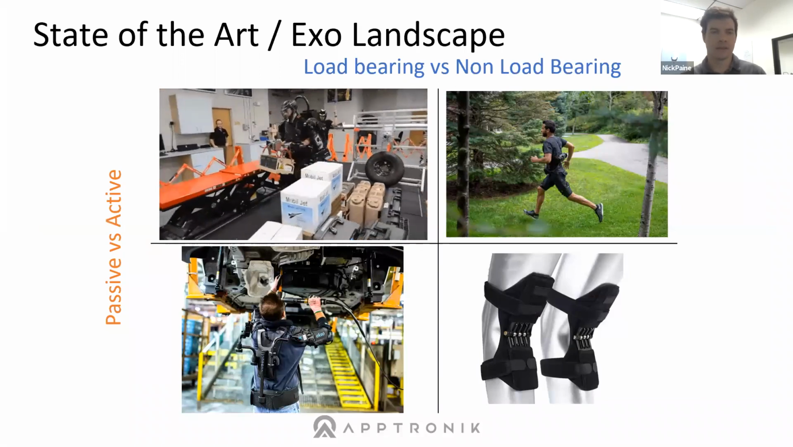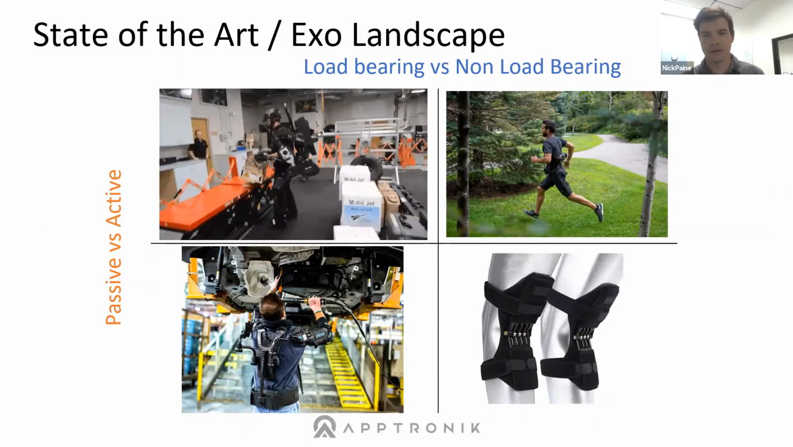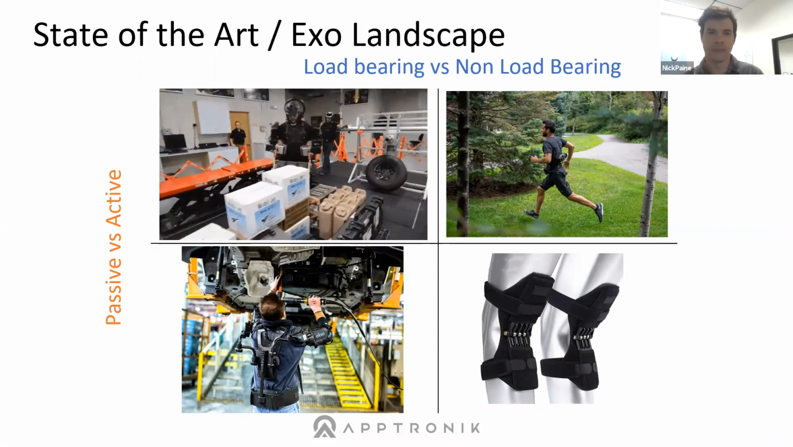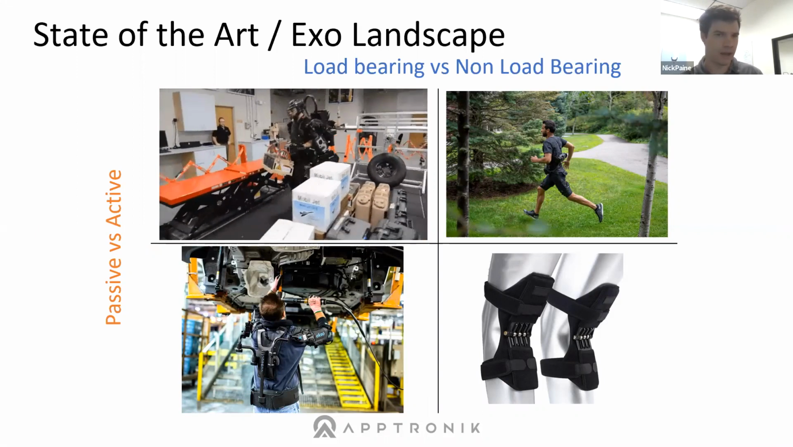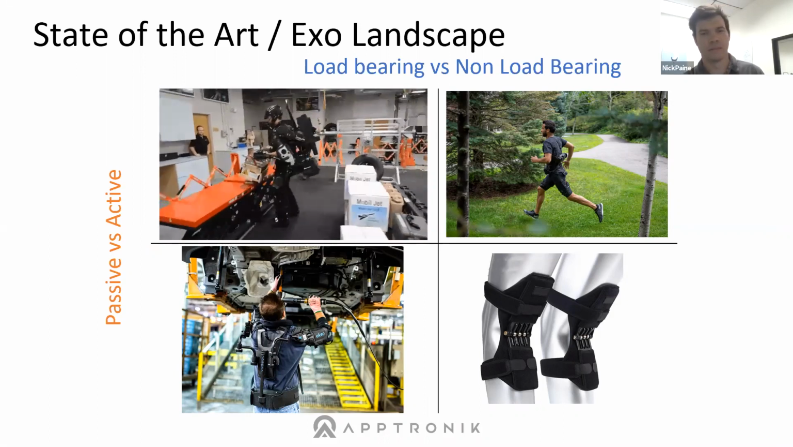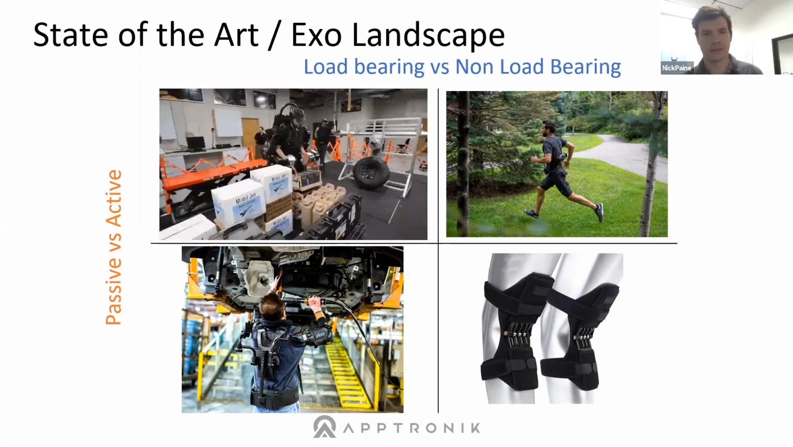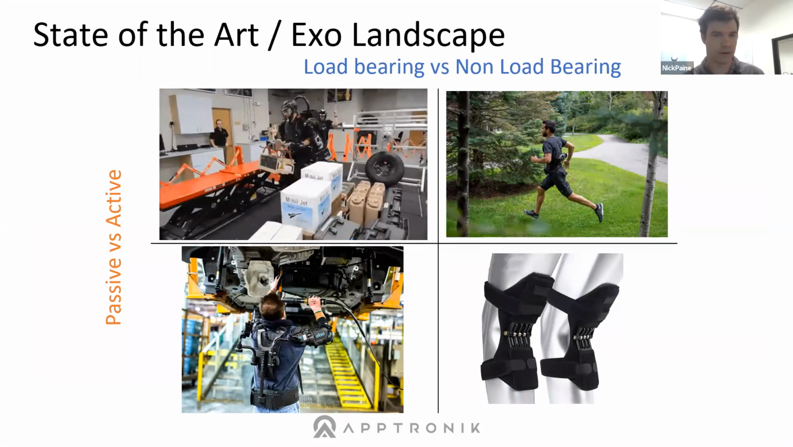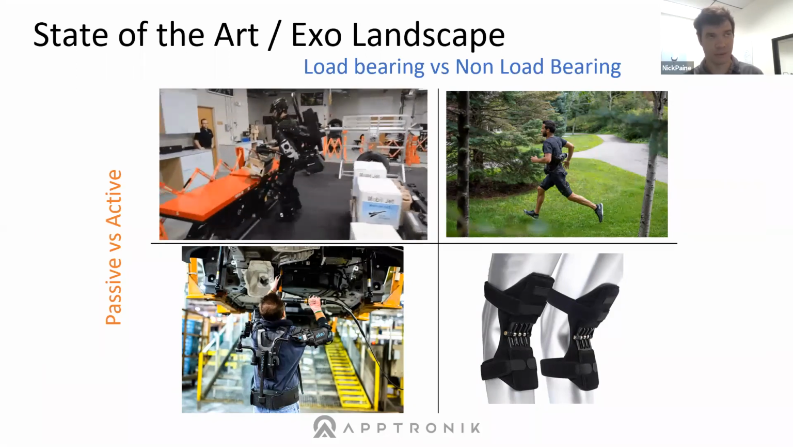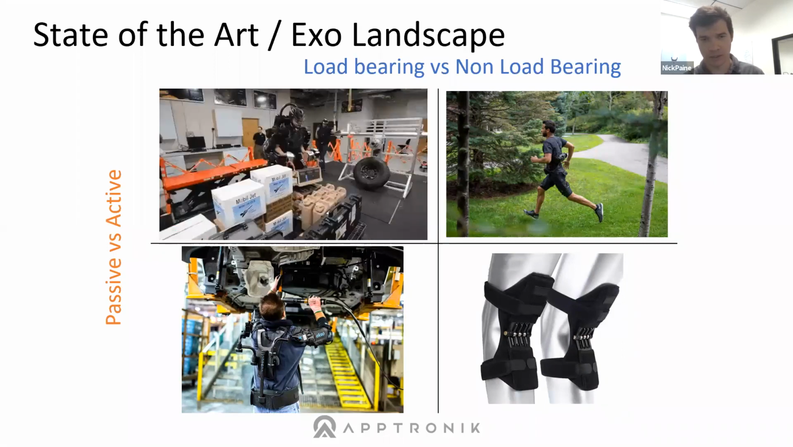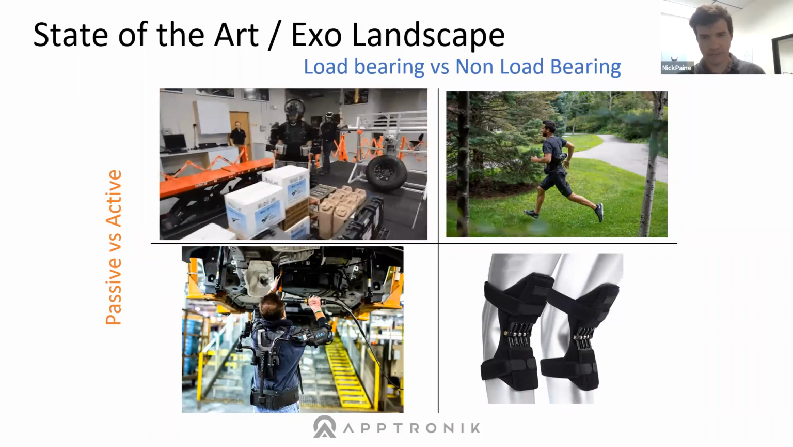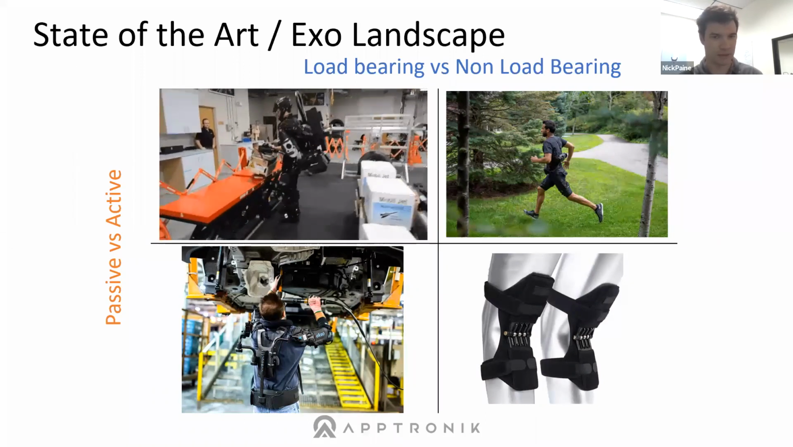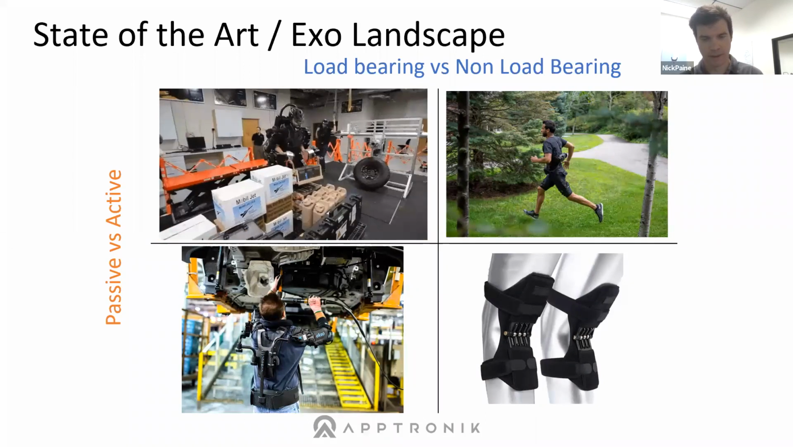Some of the state-of-the-art systems out there, and by no means an exhaustive look, but here's a few of them categorized across a few different axes. On the x-axis is load-bearing versus non-load-bearing. A load-bearing system is something where payload is passed through the exoskeleton structure to ground. With non-load-bearing, any additional mass added to the system is passed to the human's skeletal frame.